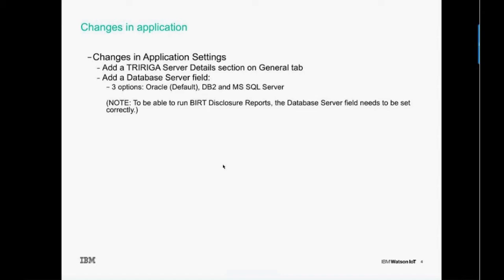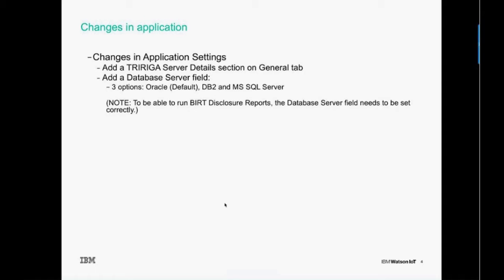So the change that we made in this application is that we added a TRIRIGA server details section on the general tab of the application settings record. In that TRIRIGA server details section, we added a new field. It is called database server field. There are three options available. So Oracle will be default, DB2, and then Microsoft SQL Server.